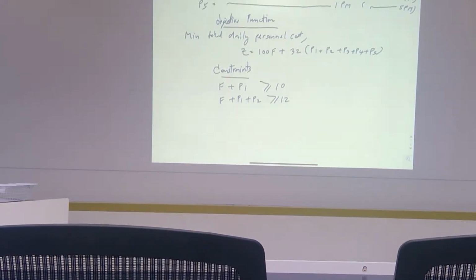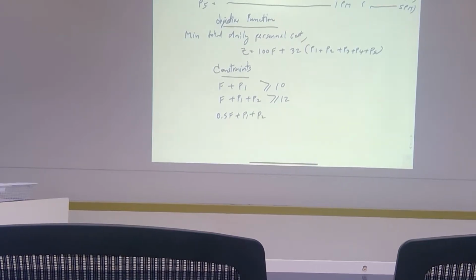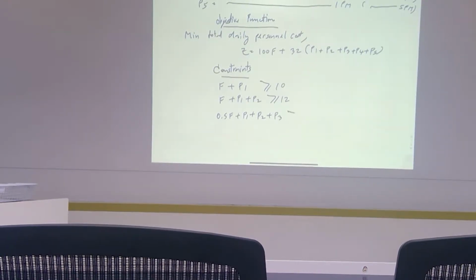For the third time period, 11 a.m., we still have full time, but don't forget that at the beginning of the problem it said that half of the full time are going to have lunch at 11 a.m. So then for full time we have the remaining 0.5 F. We still have P1, we still have P2, and we have P3 starting at 11 a.m. And we need to meet 14 as a requirement.